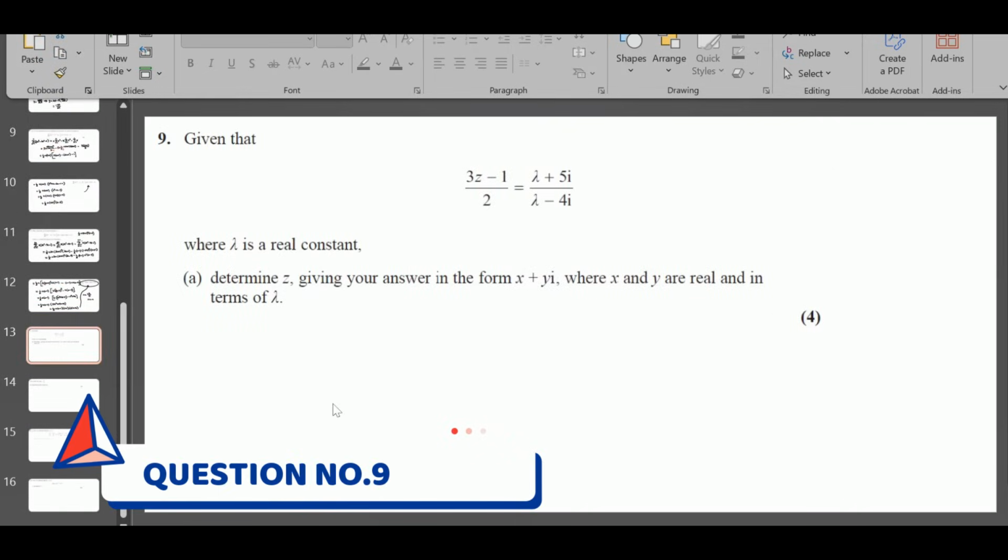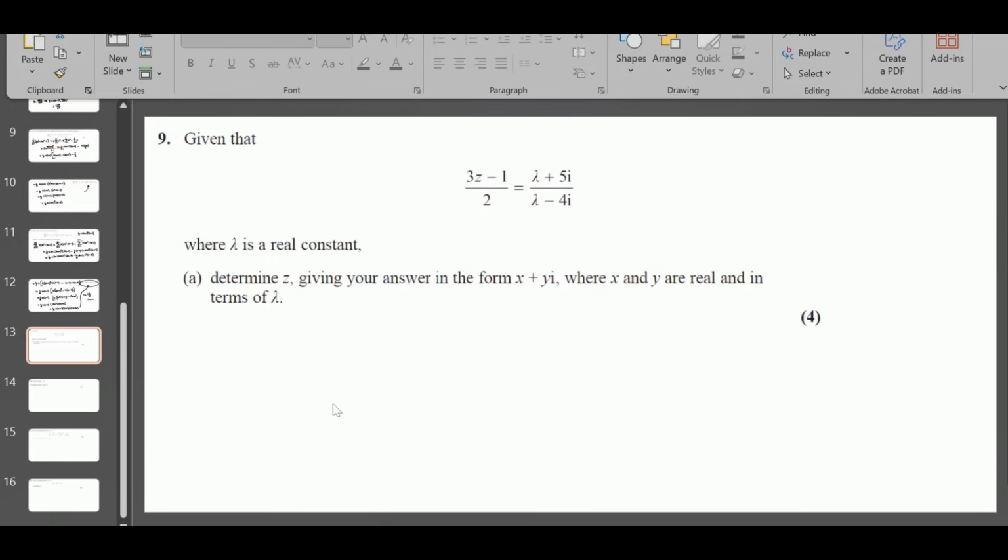Question number 9. Given that 3z minus 1 over 2 is this, where lambda is a real constant, determine z. Give your answer in the form of x plus iy. First we take this as lambda plus 5i over lambda minus 4. I multiply and divide by the conjugate of this.